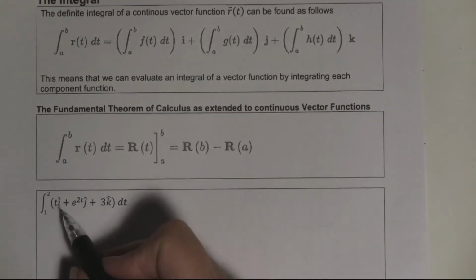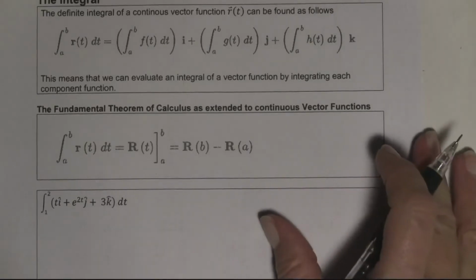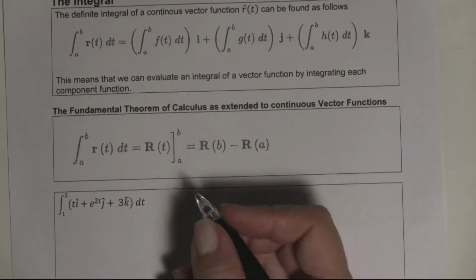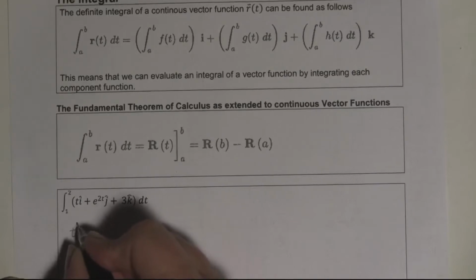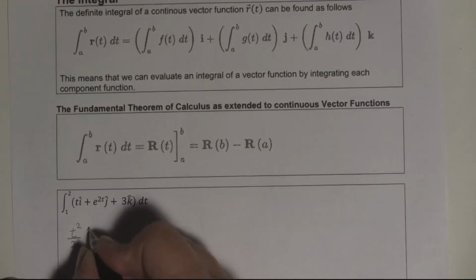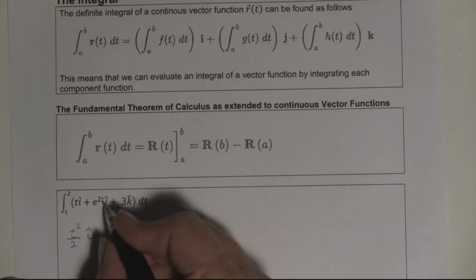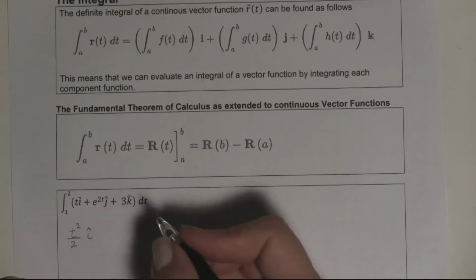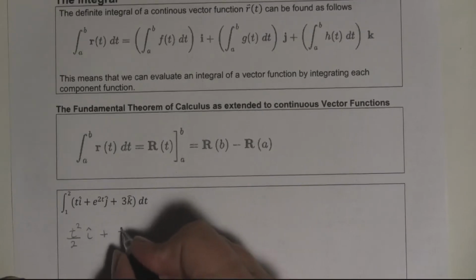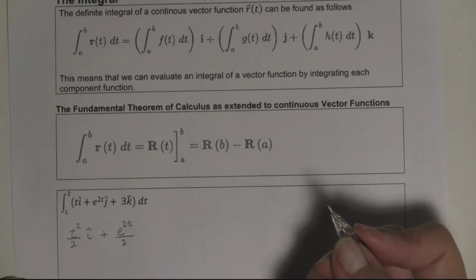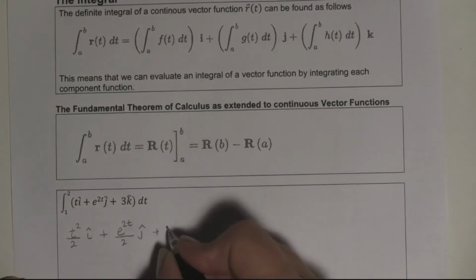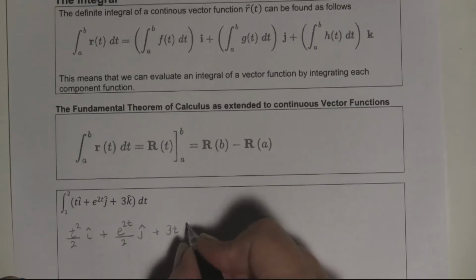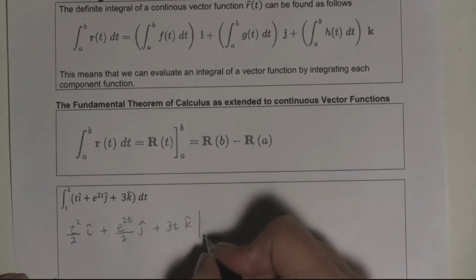Here this is one that I probably can do in my head, those three pieces of the antiderivative. I'm going to take the antiderivative of t, and that's going to be t squared over 2, and that's the i component. Then I'm going to take the antiderivative of e to the 2t, and I have it memorized where you divide by the same coefficient of t. And then plus 3t, and that's my k component.